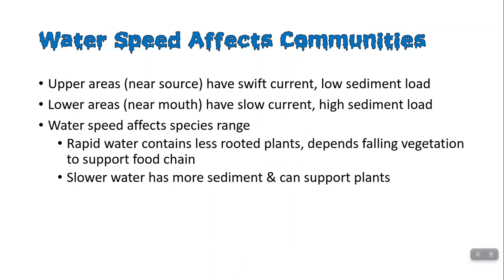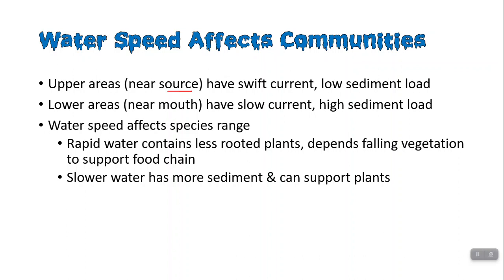So water flows at different speeds in different parts of the river. Usually near the source, the upper areas, you have a very swift current. You've got water that's moving very fast. In fact, it's so fast that it doesn't tend to have plants rooted in it. So the only source of energy is usually stuff that falls into the water. It also doesn't have a lot of sediment because that stuff's being carried downstream really fast.